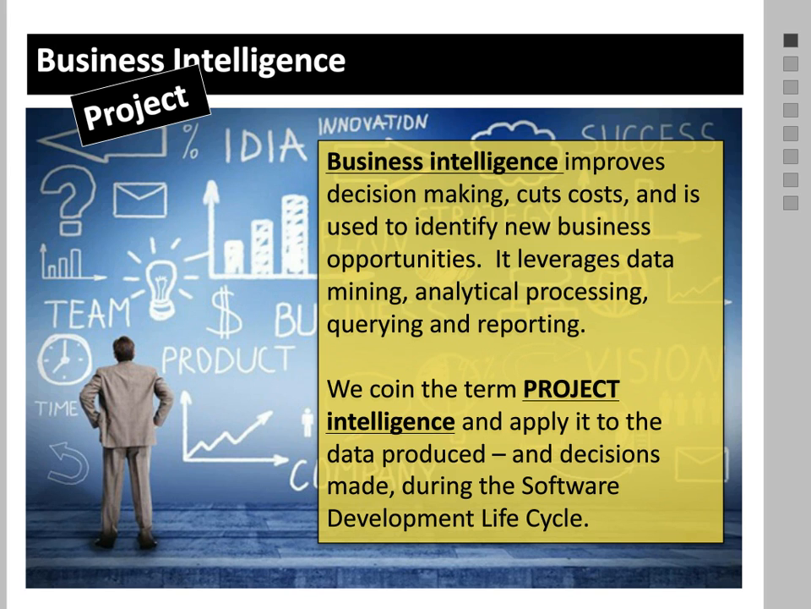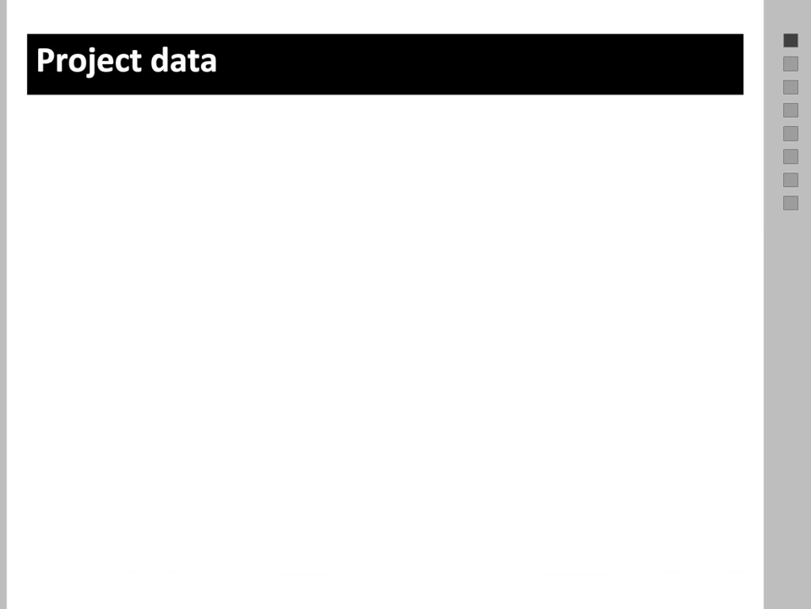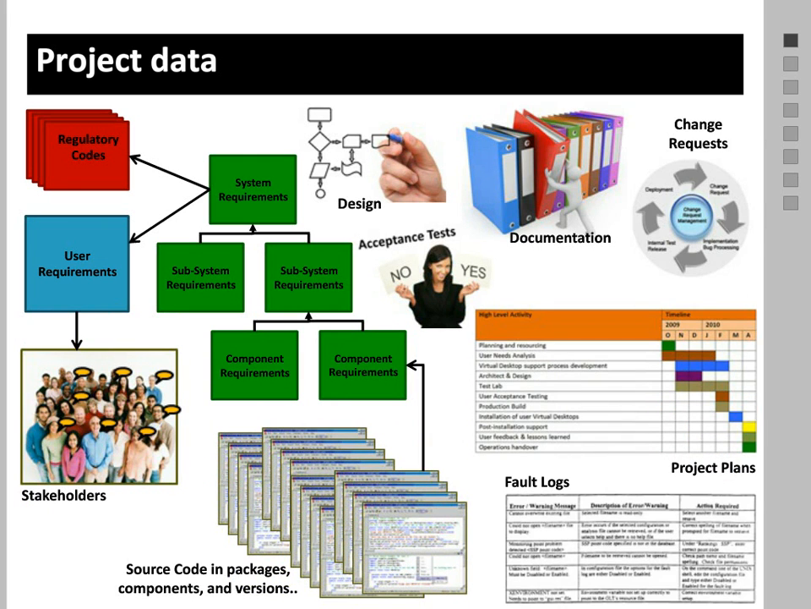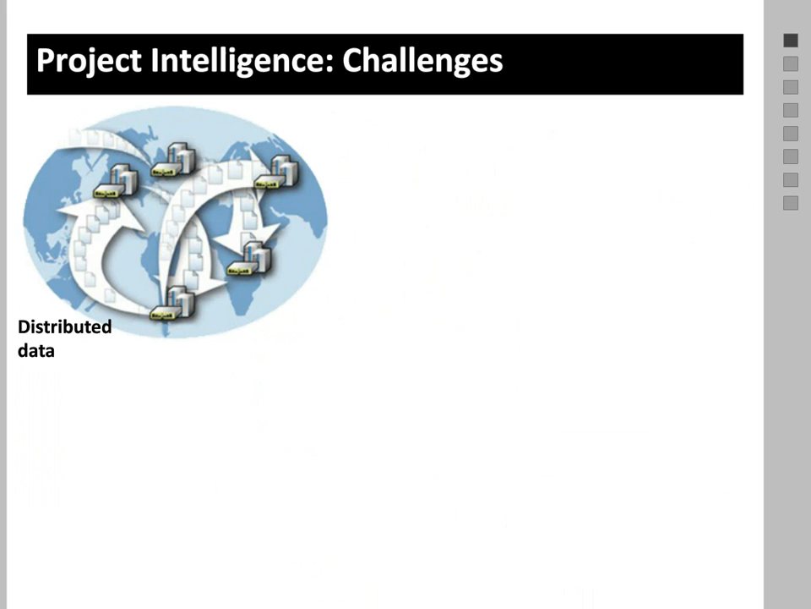So project data, as we're all aware, is made up of many different parts. We have regulatory codes, user requirements, stakeholders' requests, all sorts of different requirements from system level down to component and subsystem level requirements. We have source code, documentation, change requests. We have all sorts of project management and tracking information, and we have fault logs. So the project data that is available to us is very diverse, and this is the data that we would like to use and integrate into our project intelligence. But there are also a number of challenges.